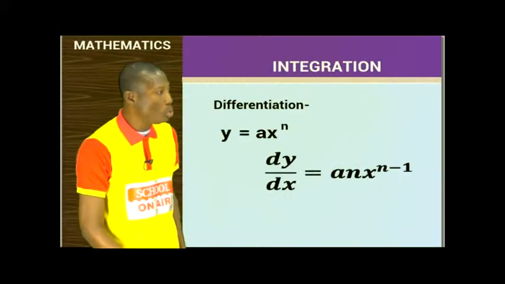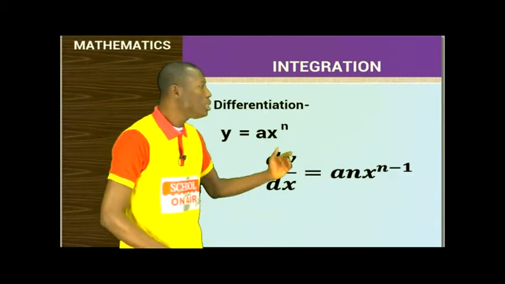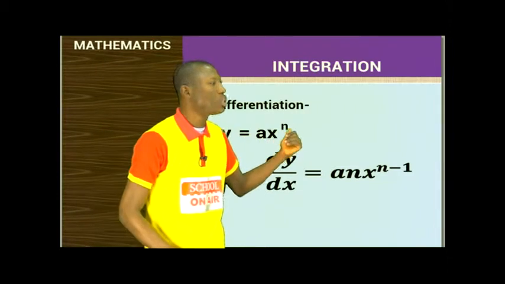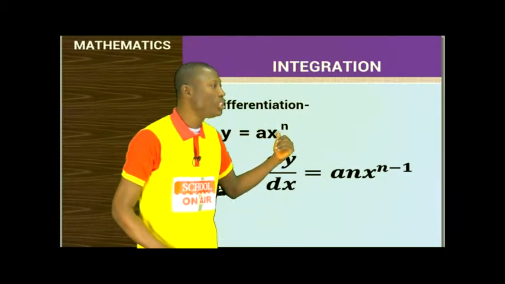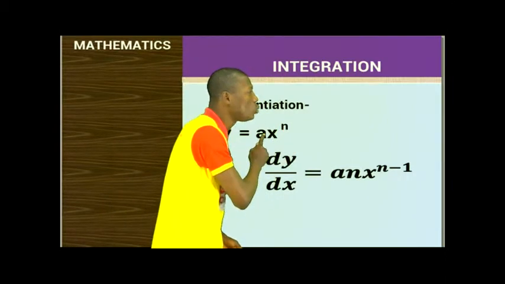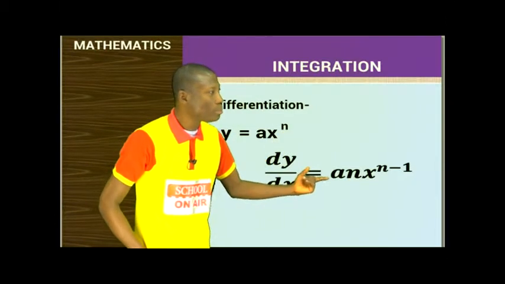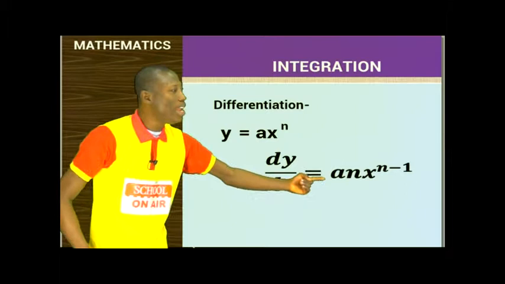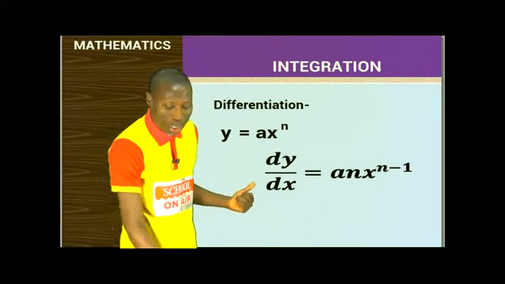Let me first of all show you something. Let me start from the perspective of differentiation. I have y is equal to ax raised to power n. You know, a is the coefficient, n is the power. Now, dy/dx: I multiply the coefficient by the power, then I take one away from the power, then I have anx raised to power n minus 1. This is differentiation. Now, integration.